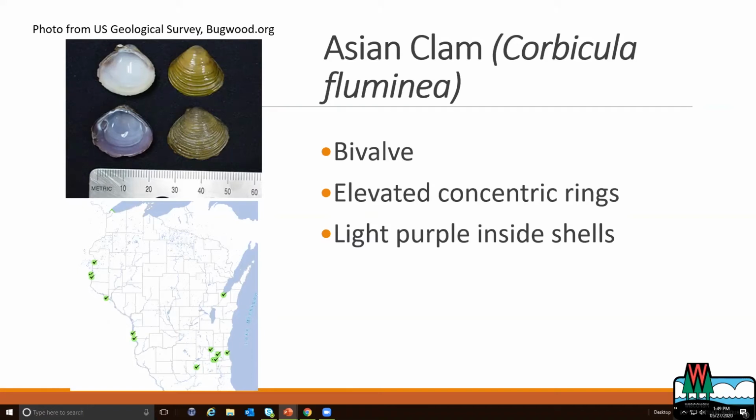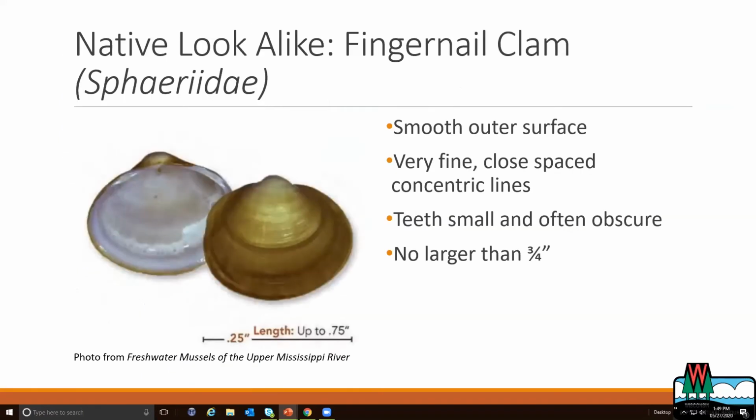There is a native look-alike for the Asian clam, and that's the native fingernail clam. The distinct difference there is just the texture of the shell and the relative size. Fingernail clams don't get much bigger than the average person's fingernail. And they're going to have a relatively smooth outer shell, as opposed to the Asiatic clam, which again is distinctly ridged.